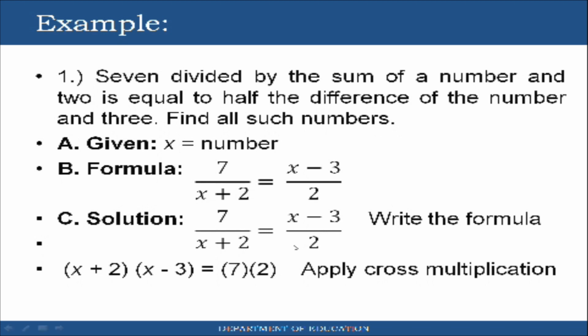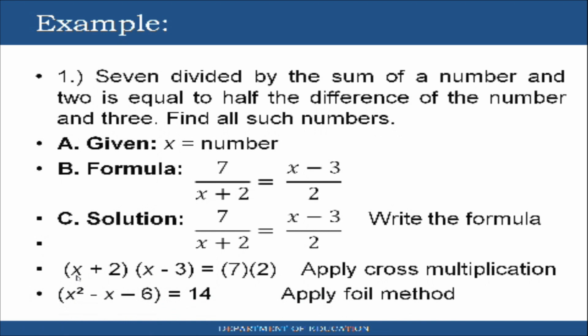So we'll multiply 7 times 2, and then we will put that on the right side. 7 times 2. I use parentheses in multiplying numbers. And then we will multiply x plus 2 and x minus 3. I will also use parentheses on multiplying them. And then after that, apply the FOIL method and multiply 7 times 2. 7 times 2 is equal to 14, while x plus 2 times x minus 3.